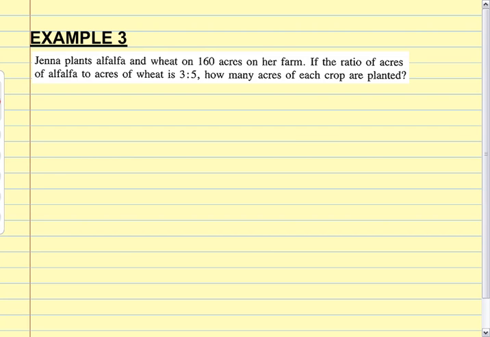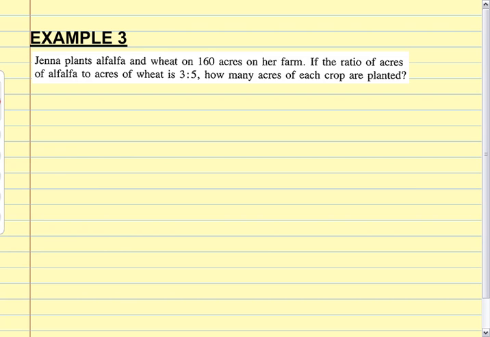Okay, example number 3. Jenna plants alfalfa and wheat on 160 acres on her farm. If the ratio of acres of alfalfa to acres of wheat is 3 to 5, let me ask you this: which crop does the 3 go with? Does it go with the wheat or the alfalfa? The alfalfa. Okay, alfalfa is mentioned first, the 3 is mentioned first. So the wheat goes with 5.